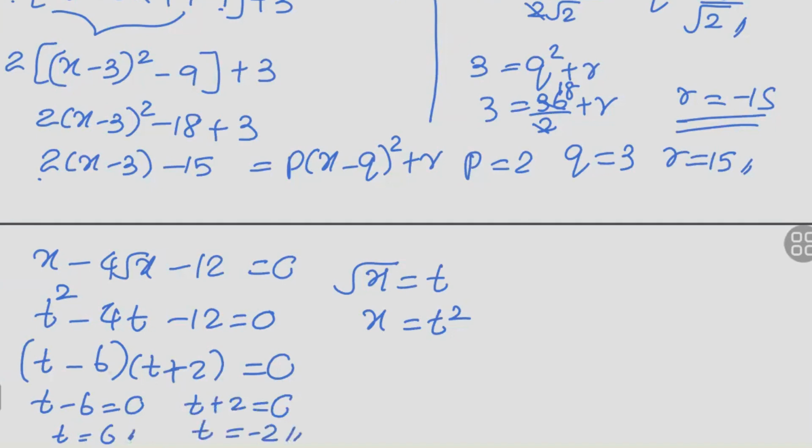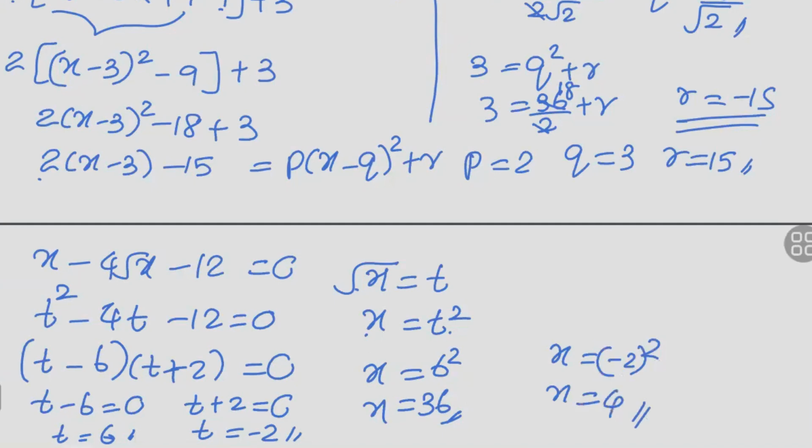Right? This is the substitution method. This is not the answer. Then go for this or this to get the answer. X equal to t squared: 6 squared, 36, is one answer. Other one, x equal to minus 2, minus 2 within brackets squared, that equals 4.